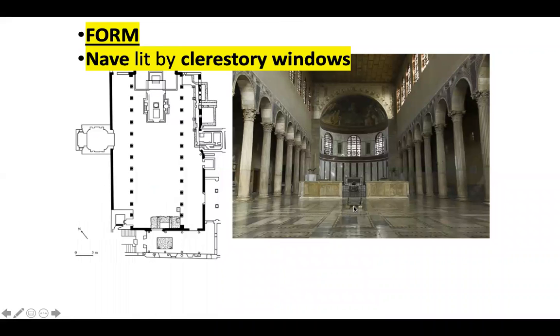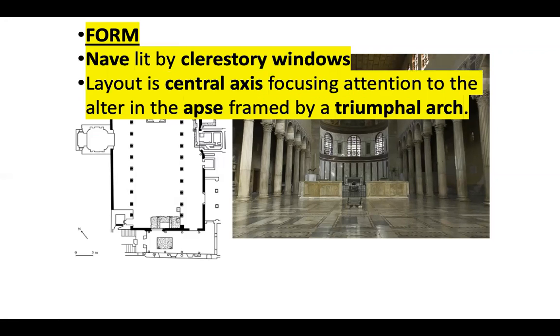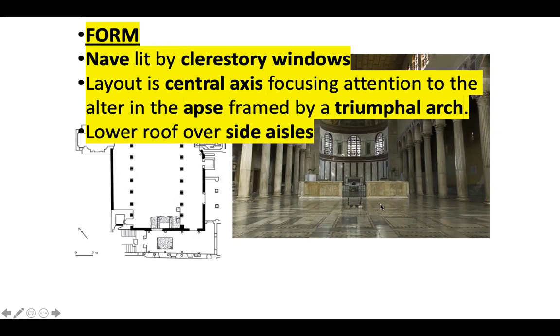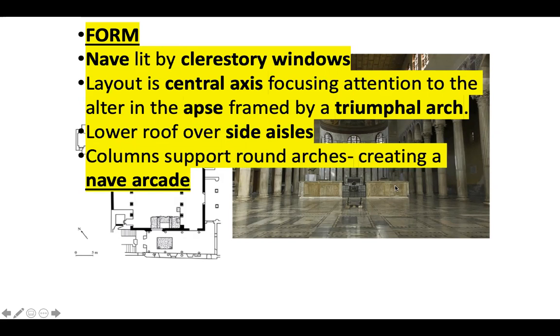The nave is lit by the clerestory windows. Where have we seen those before? We saw those back in Egypt with the Temple of Amun-Re, and then we saw them with the Basilica Opia for Roman, and then here they are again. The layout is a central axis, focusing attention on the altar in the apse, framed by a triumphal arch. The side aisles have a lower roof than the nave. The columns support round arches, creating a nave arcade.